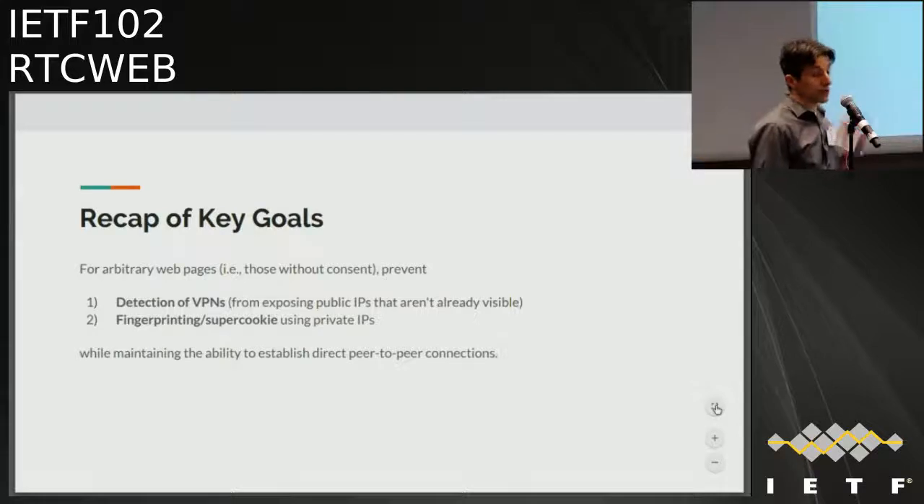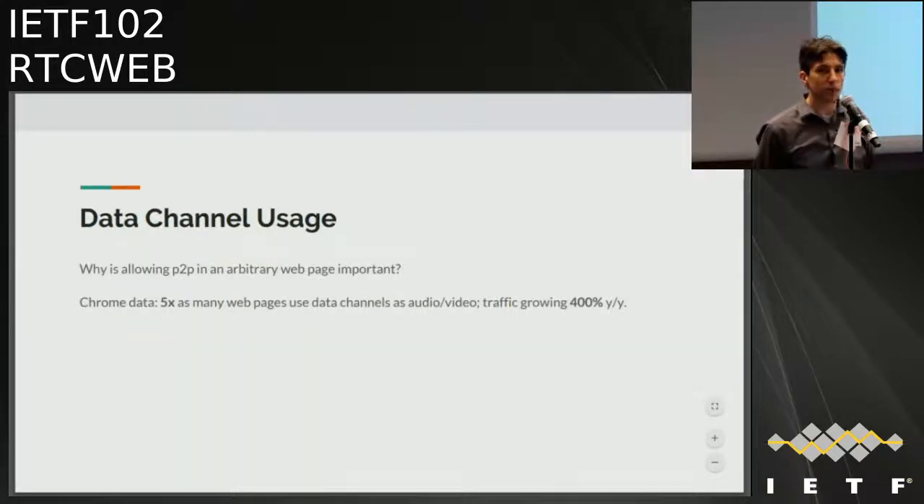In addition to solving these problems, we also wanted to maintain the ability to establish direct peer-to-peer connections. And why do we care about arbitrary web pages being able to establish peer-to-peer connections? It turns out that this is a very frequently used functionality. There are actually 5 times as many page loads in Chrome that use data channels as use RTCWeb for audio and video. And this traffic has been growing exponentially, over 400% year over year.